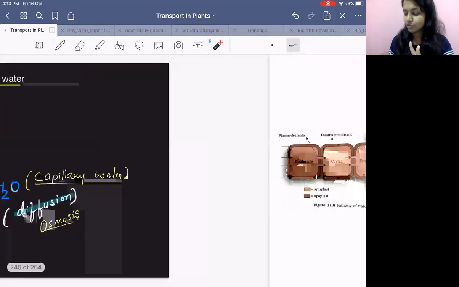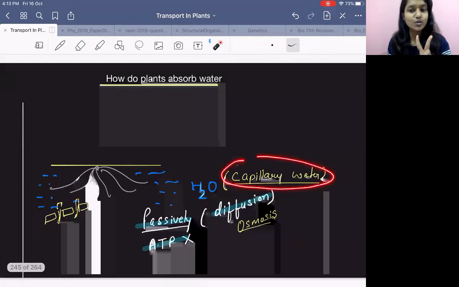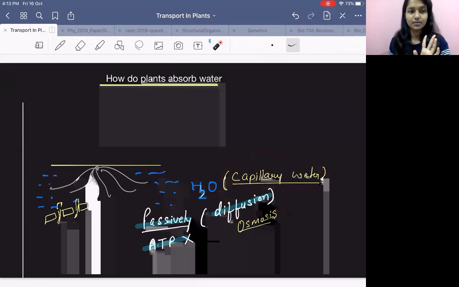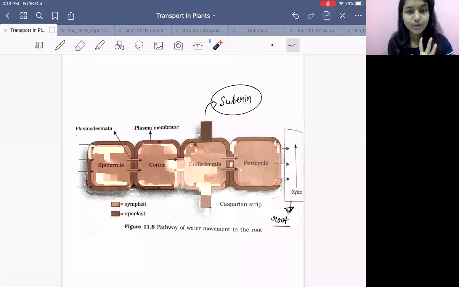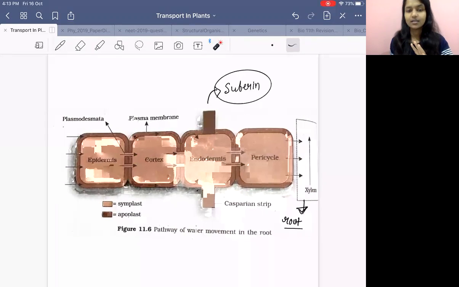Two questions we have got, right? Answers of the two questions: which water is available? Capillary water. Is it active or passive? Passive, diffusion. Cool? Now I was talking about different layers of the root. What are the layers? The same thing you are going to learn in anatomy also, in chapter number 6. Here also you have to learn this.